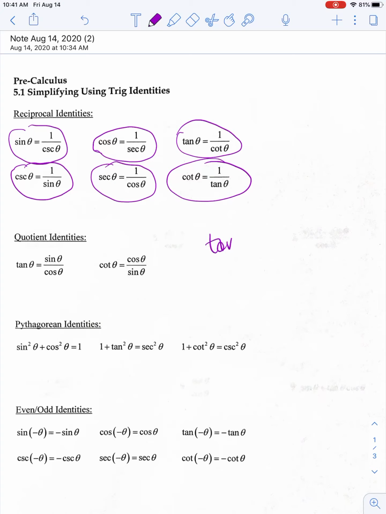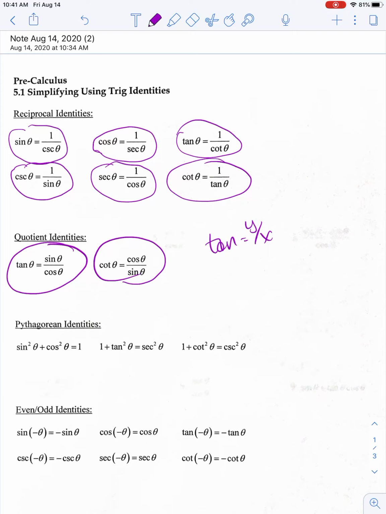over tangent. Okay. You also know that tangent is y over x, so it makes sense that tangent is sine over cosine because sine is y and cosine is x, and cotangent is backwards. Cotangent is cosine over sine.